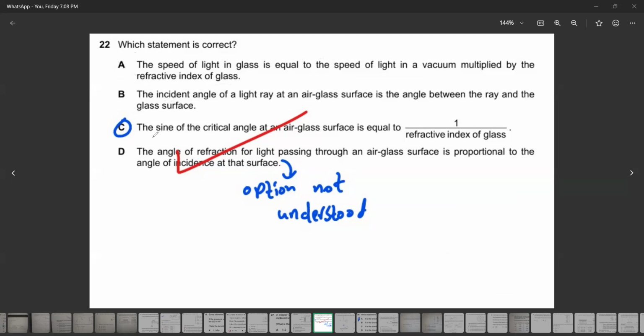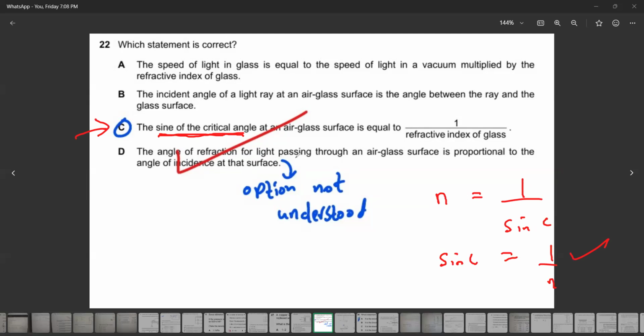What about option C? The sine of the critical angle at an air glass surface is equal to 1 over refractive index. We have the formula n is equal to 1 over sine C. Or we can also say sine C is equal to 1 over n. So you can clearly see the sine of the critical angle is equal to this. So this is the right formula. So C is right.